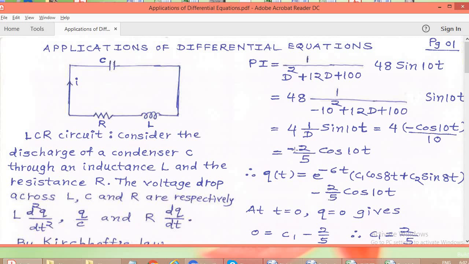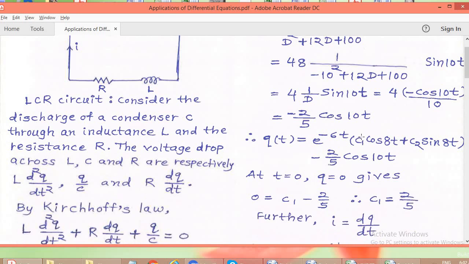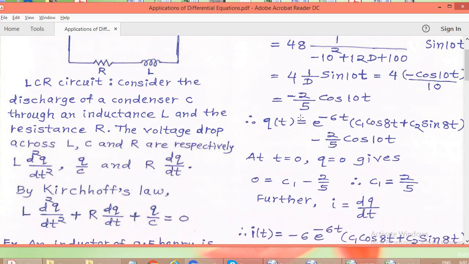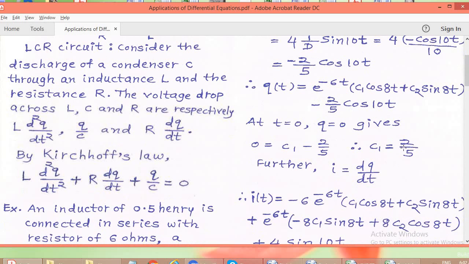So it becomes 4 times 1 upon D operated on sin 10t. Now 1 upon D means integration. So 4 times minus cos 10t upon 10. And after simplification, this particular integral is minus 2 by 5 cos 10t. Therefore q as a function of t is equal to the complementary function plus the particular integral. This is the general solution.